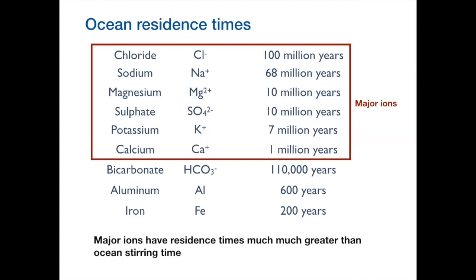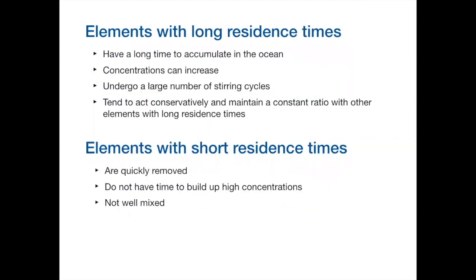We have some other ions like aluminium and iron that have residence times of less than the stirring time of the ocean. These are important traces in that they don't last for an entire stirring cycle, so they give us more information about where they were released.